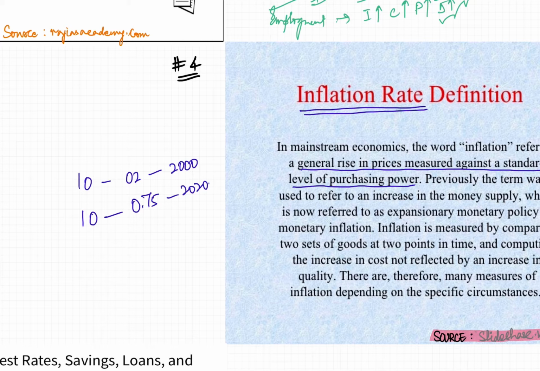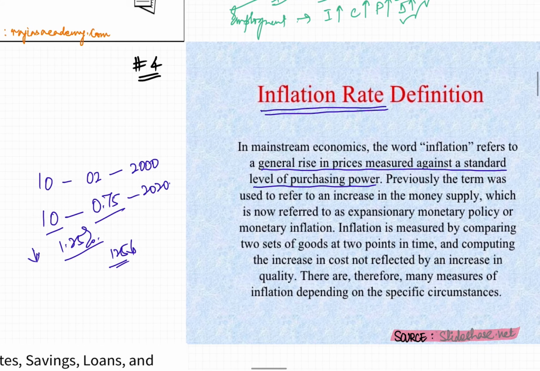That means the rupee has depreciated by 1.25%. That means the rupee has depreciated in its value. Say 10 rupees has depreciated by 125 times. So that is what we call the inflation rate. Earlier, the inflation rate was used to measure the increase in the money supply.